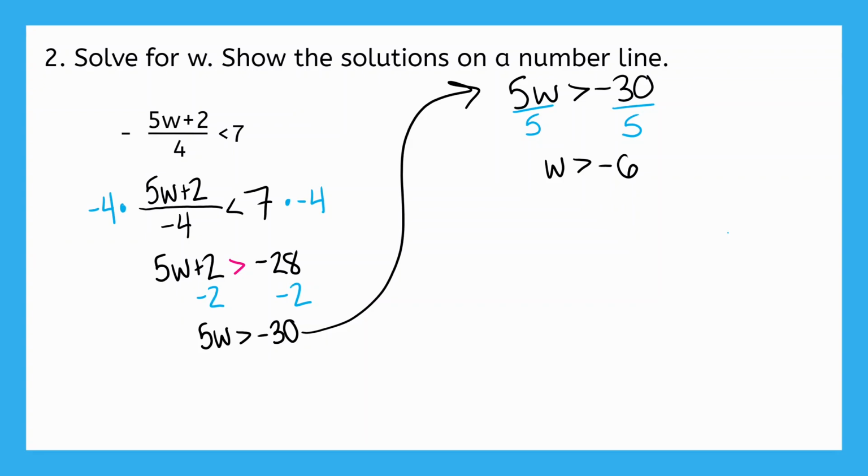Now we can show this solution on a number line. I'll start by drawing in my number line and placing 0 on it to get my groundings. And I'll need a -6 since that's the number we're comparing to. Since w can't equal -6, I'll put an open circle. And since the inequality reads as w is greater than -6, I can draw my arrow to the right.